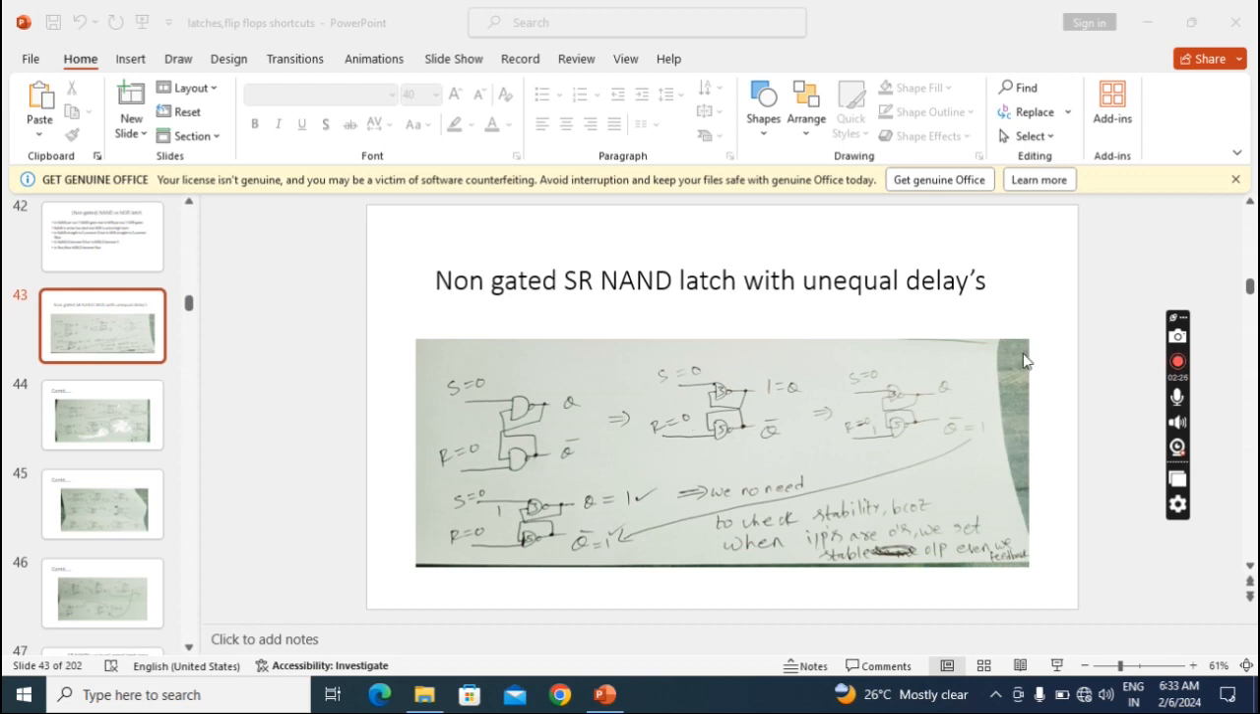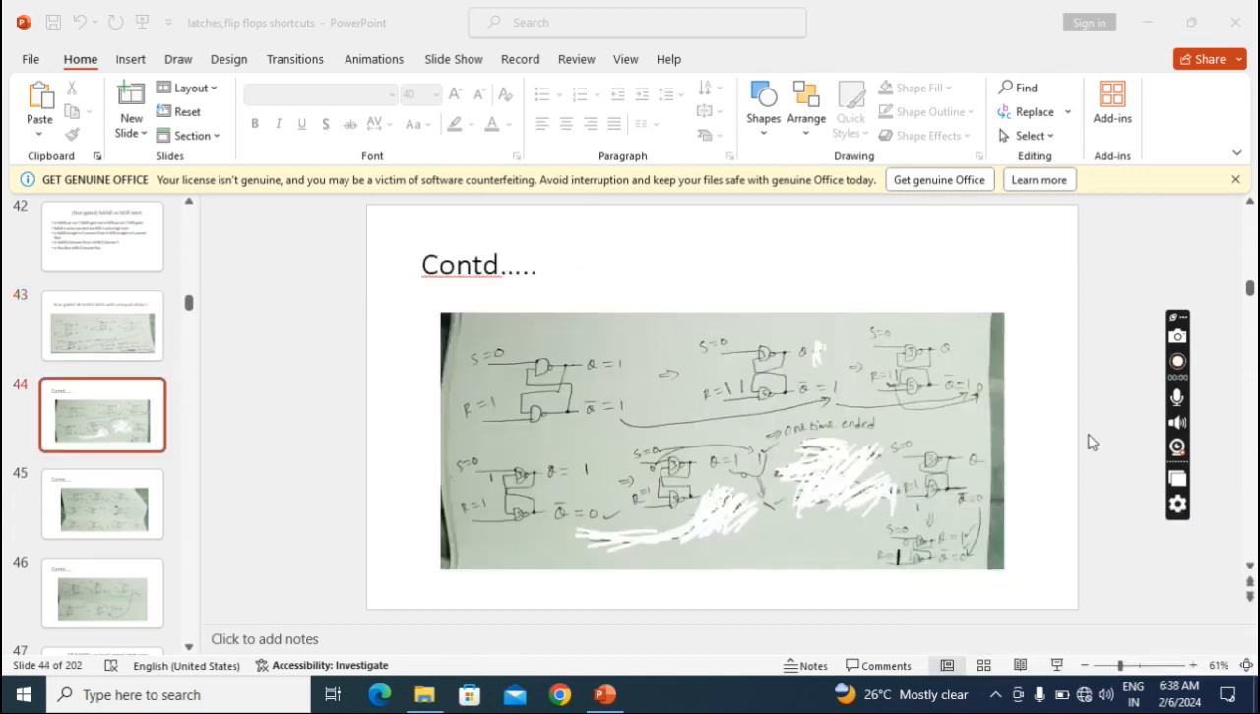We'll see the remaining conditions also. Now we'll see the second condition, what happens when I apply S 0, R 1. When I apply S 0, R 1, the existing outputs are already 1 1, Q 1 and Q bar 1. Here the gates have unequal delays, so first I have to feed back the faster gate's output. So this Q I feed back here. Now this gate's inputs are 1 1.